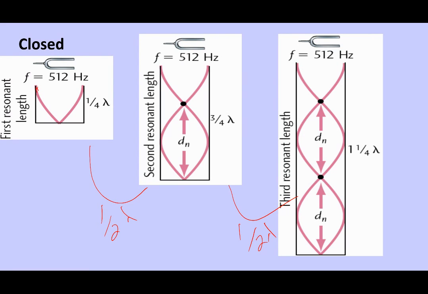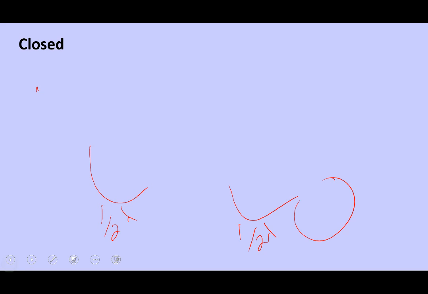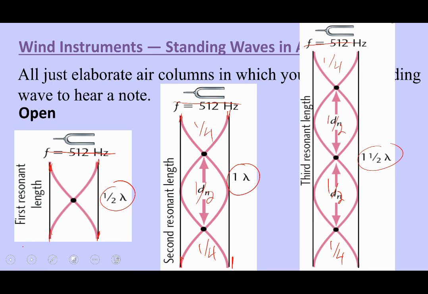Notice when you're going up a resonant length, all you're ever doing is adding a loop. And loops are half of a wavelength long. Let me go back to the previous slide and just show you again. Half of a wavelength to a full wavelength, difference of 1/2 wavelength. 1 wavelength to 1 1/2 wavelengths, difference of half a wavelength.